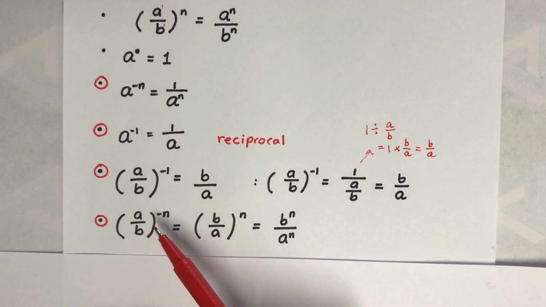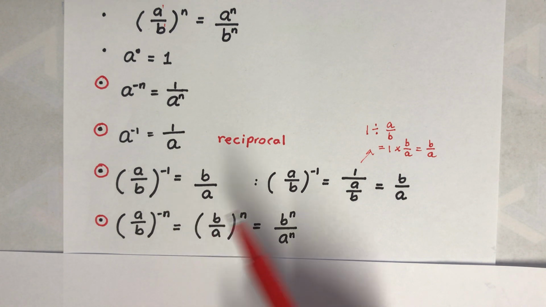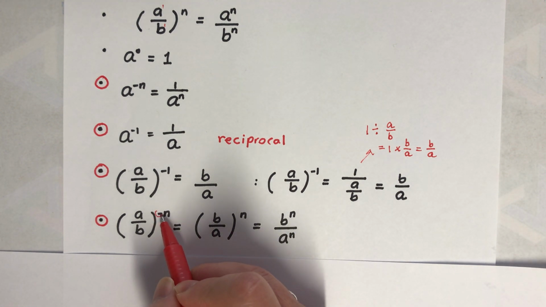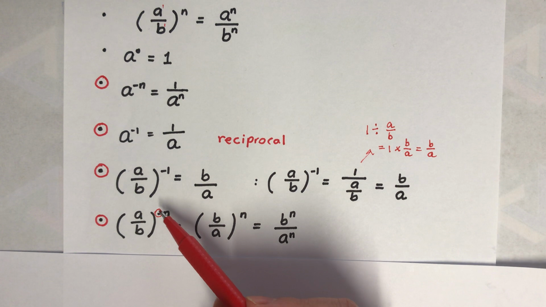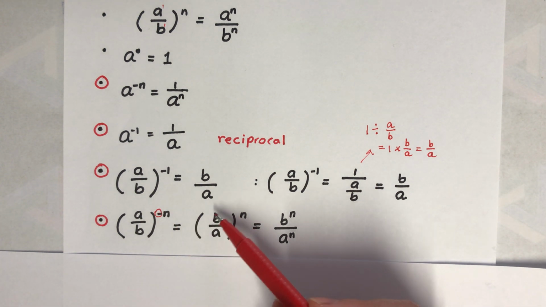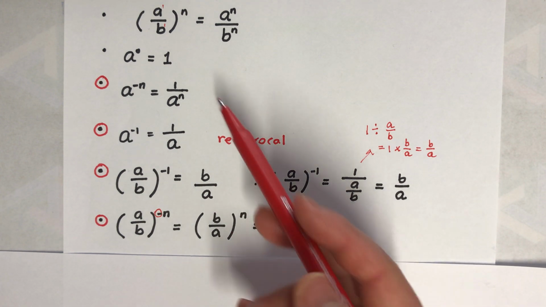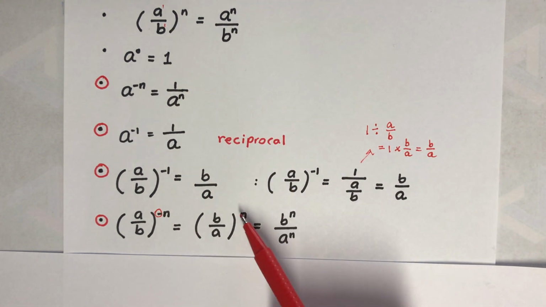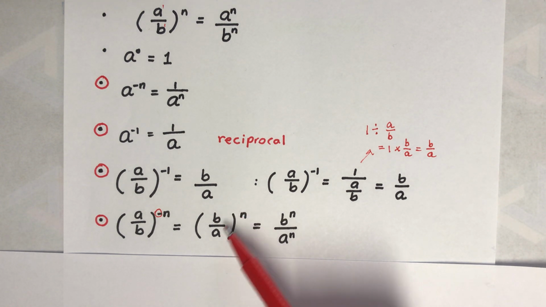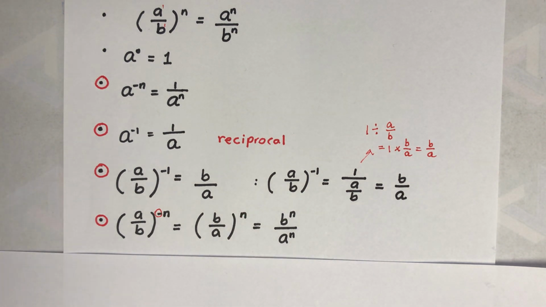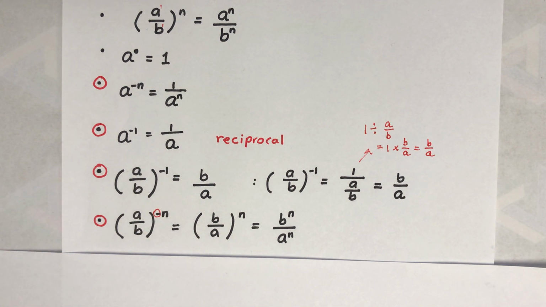But what if it's not a power of negative 1, if it's something else? You need to get rid of the negative sign first. How do we get rid of the negative? We flip them, and then it's positive, and you do the same thing as here. You just apply the powers to the numerator and denominator. Okay, I think we're ready to do the questions.